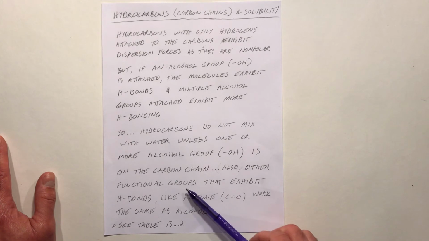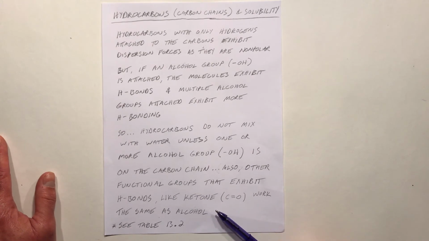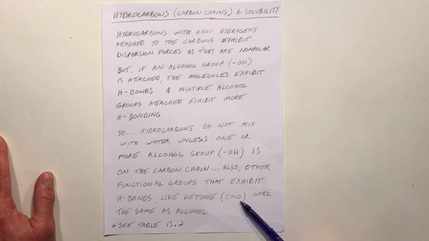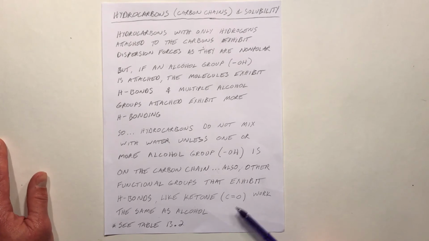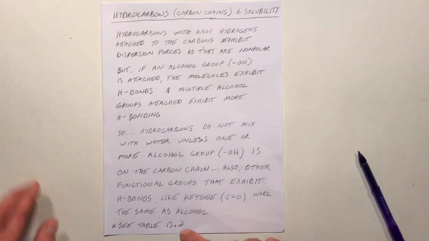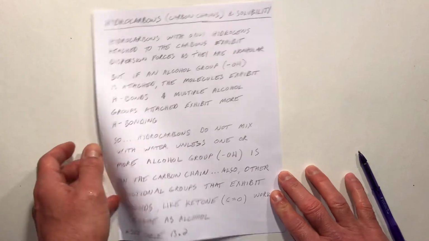And other functional groups can exhibit hydrogen bonding as well. For example, if you have a ketone group where a carbon is attached with a double bond to an oxygen somewhere on the carbon chain, that can work the same as an alcohol. Let's take a look at table 13.2 in your textbook and see the effects of that.